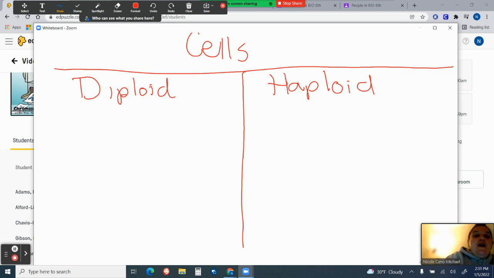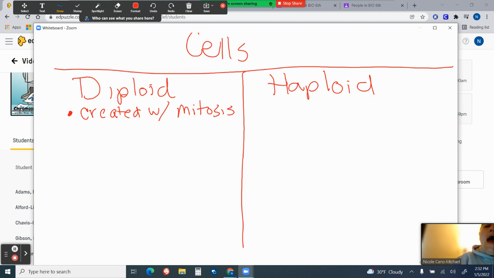Okay, so first of all, diploid cells are created with mitosis, which we'll talk about this week. Haploid cells, on the other hand, are created through a process called meiosis. Okay, so that's one difference between the diploid and the haploid cell.